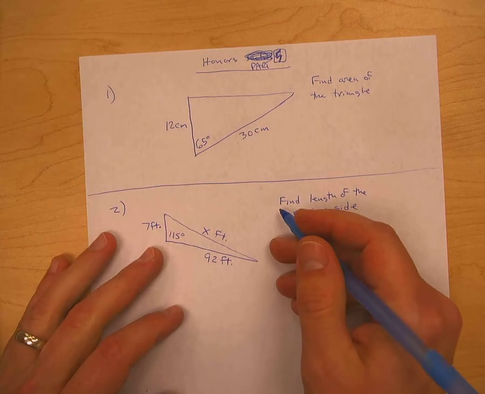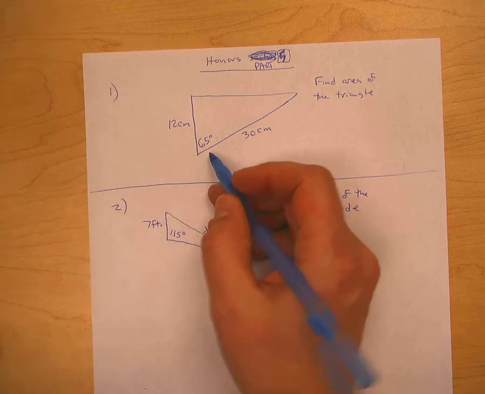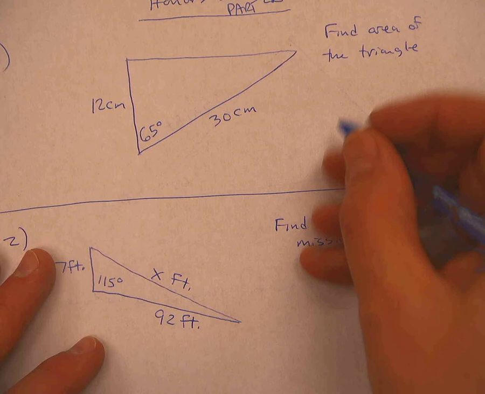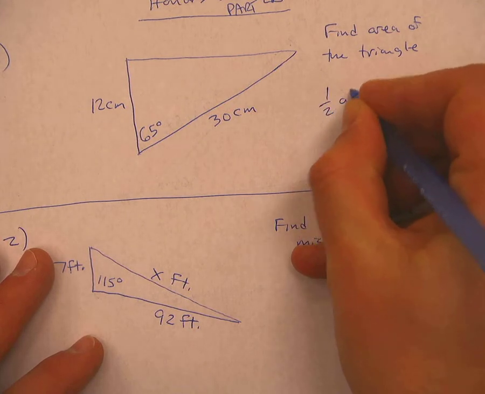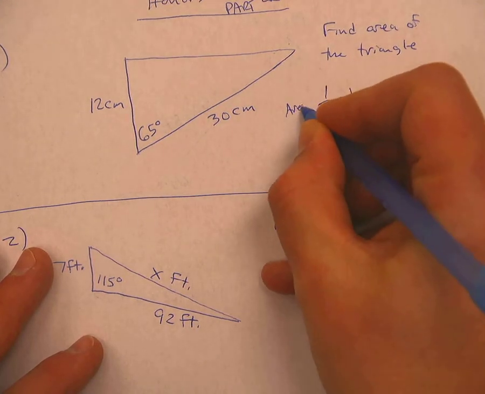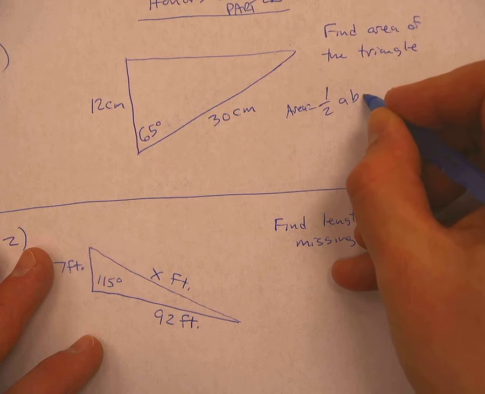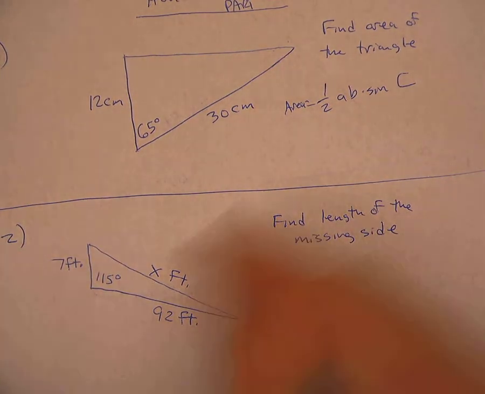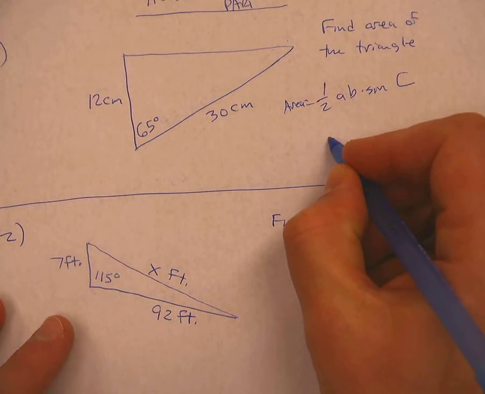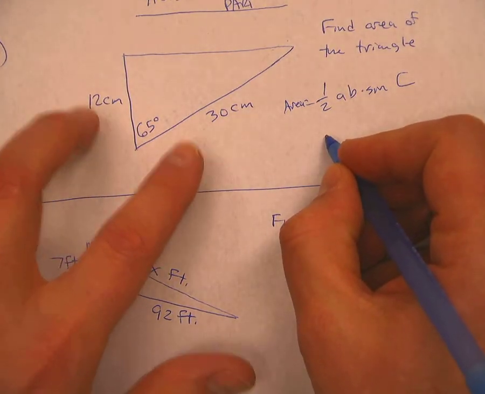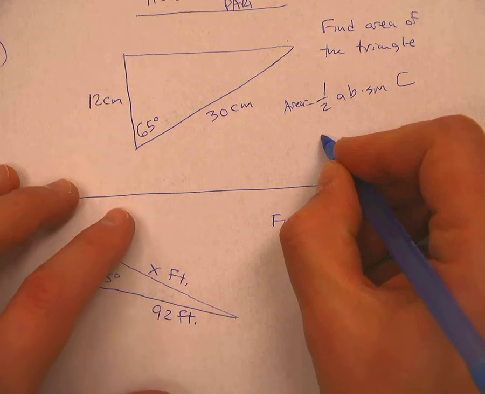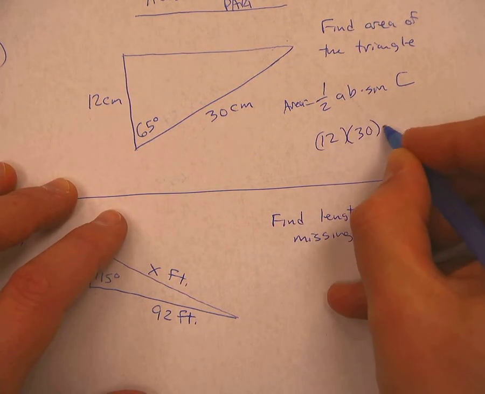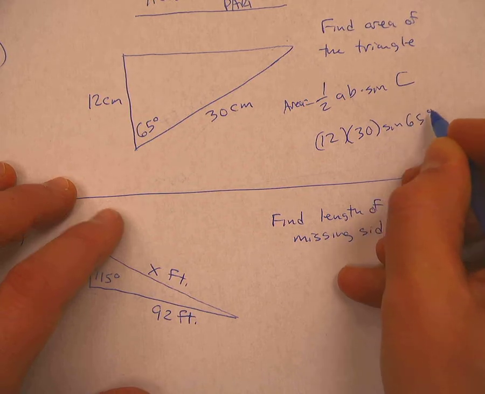So first of all, if we want to find the area of this triangle right here, let me zoom in just a little bit. If we want to find the area of this triangle, we take 1/2 AB times sine of C. All right. So what I'm going to do is take A times B. The sides have to be on either side of the angle. So 12 times 30 times the sine of 65 degrees.